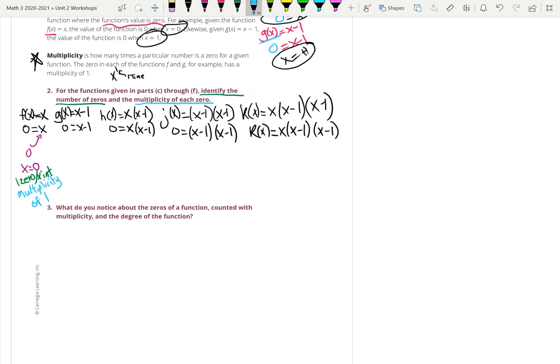All right, continuing. Same idea. What number minus 1 is going to result in an output of 0? Well, 1. Again, this is going to be 1 zero, 1 x-intercept. They're the same thing. And since it has one answer, it's a multiplicity of 1. Just kind of trust me.